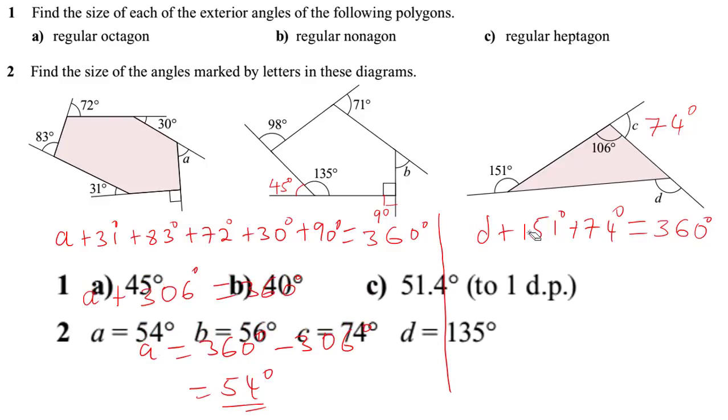Now, when you do that properly, the answer should be as in question 2 here. So I've got 54, I've got 56, 74, and 135. Okay, so you want to pause your video and then just mark the work quickly. Pause the video and mark the work.